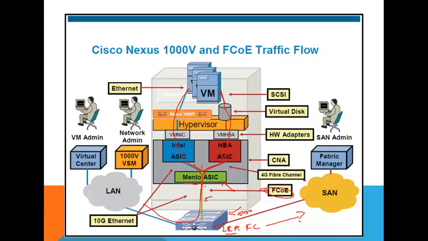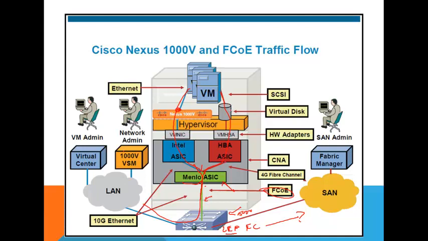The function of 1000V when we have storage: we don't have 1000V doing anything here. So it deals only with Ethernet frames. It adds all the necessary quality of service and other things based on the port profile and sends to the hypervisor, and it is sent to the Ethernet LAN.